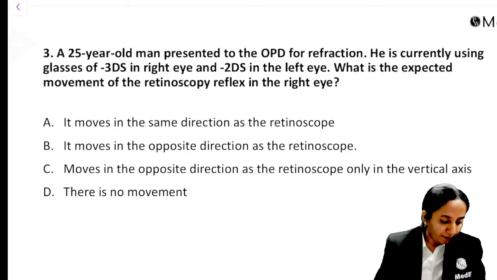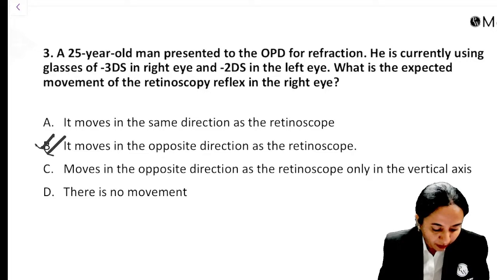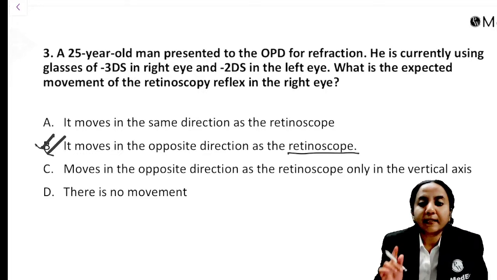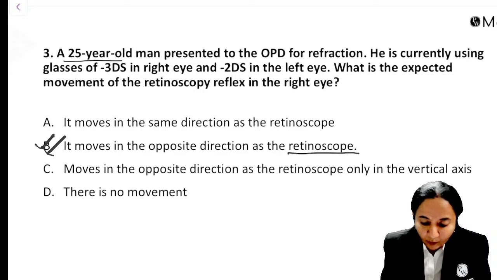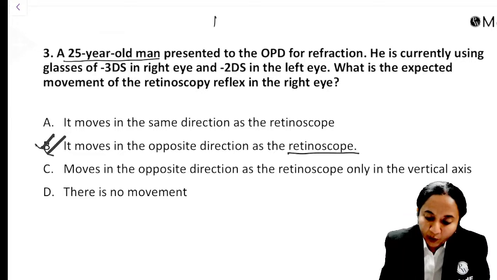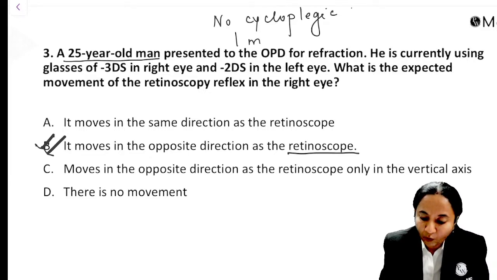Okay, so a couple, one of you has given me the right answer. The answer is it moves opposite to the direction of the retinoscope. Yeah, this is the answer, but there are a couple of things to be learned from this question. So see, this is a patient who is 25 years old, which means that the refraction is likely to be stable in this patient. Now, they have not mentioned any cycloplegic, so we will assume that no cycloplegic was instilled, and because the distance is not mentioned, we will assume that it is a standard 1 meter distance.